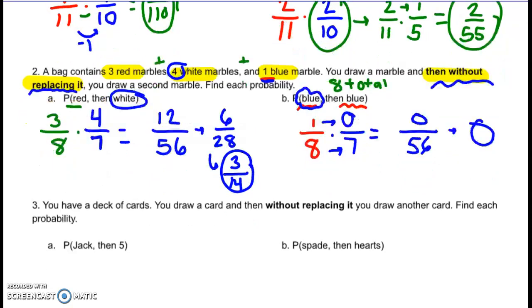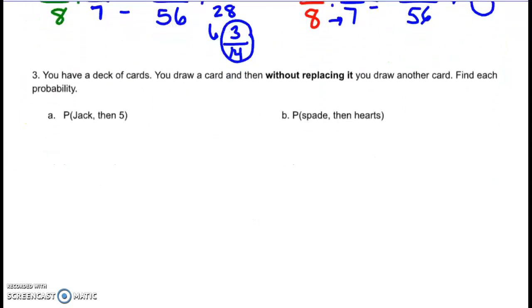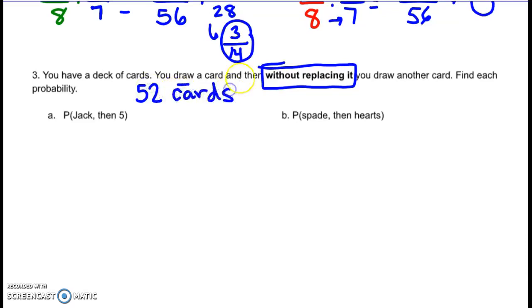So my final example that I'm going to walk through with you before you try some on your own, we have a deck of cards. You draw a card, and then we see these words again. Without replacing it, you draw another card. So before we start, we got to recall how many cards are in a deck. We talked about this in class already. There are 52 cards in a deck, 4 different suits, and 13 cards in each suit. All of that will be pretty important when we talk about the outcomes for these different scenarios.